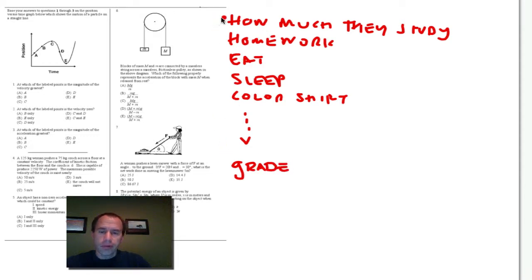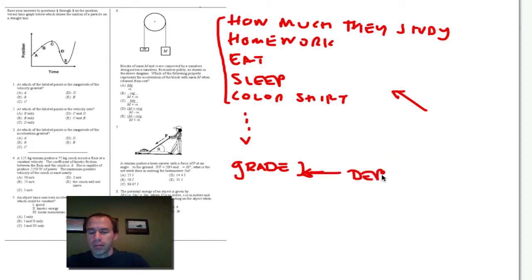Now there's a difference between these and this. The difference is that everything up here you can have direct control over. You can choose how much somebody studies and how much homework they do, what they eat, how much sleep they get, and what color shirt they wear. So these are up to you. The grade depends on, or might depend on, those things up there in that list. So when we talk about designing labs, there are some things you can decide the values of, and there are some things that depend on values that you've chosen.